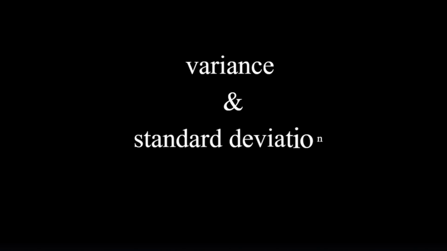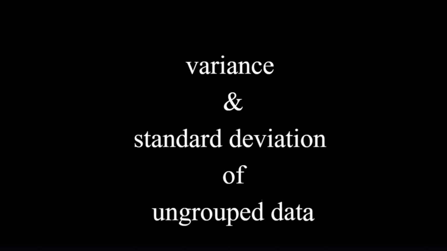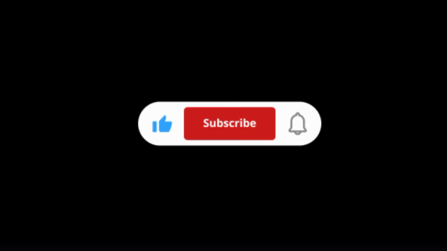Let's make you an expert in variance and standard deviation of ungrouped data. Now in this video we're going to look at sample variance. The first thing, we shall have the formula for the variance of a sample data, and it is basically the summation of (x minus x bar) squared divided by n minus 1.